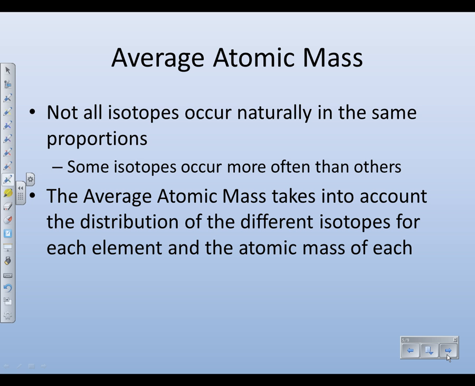The average atomic mass takes into account the atomic mass of each isotope and the percentage of which they show up. I know the wording isn't exactly the same in your outline. I apologize for that. But if you're going to calculate the average atomic mass, you need to know what the atomic mass of each isotope is, and then how often each of them shows up.